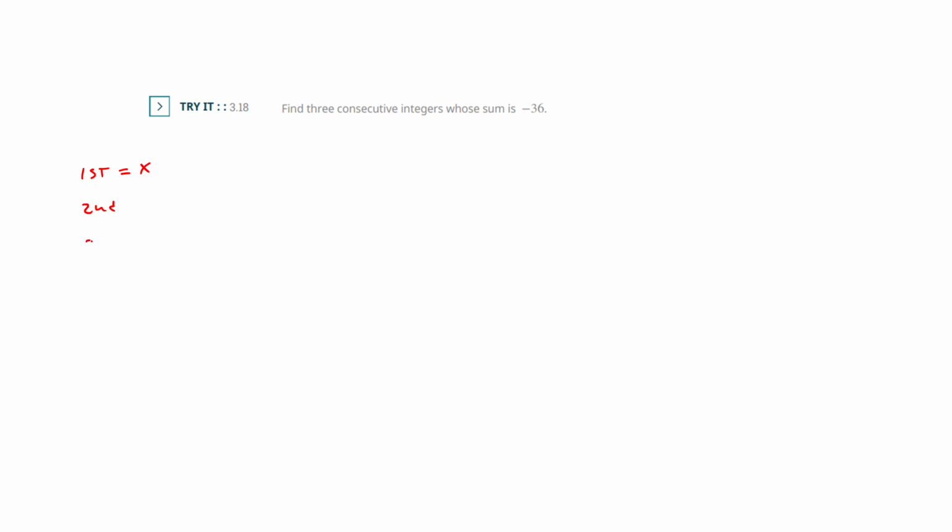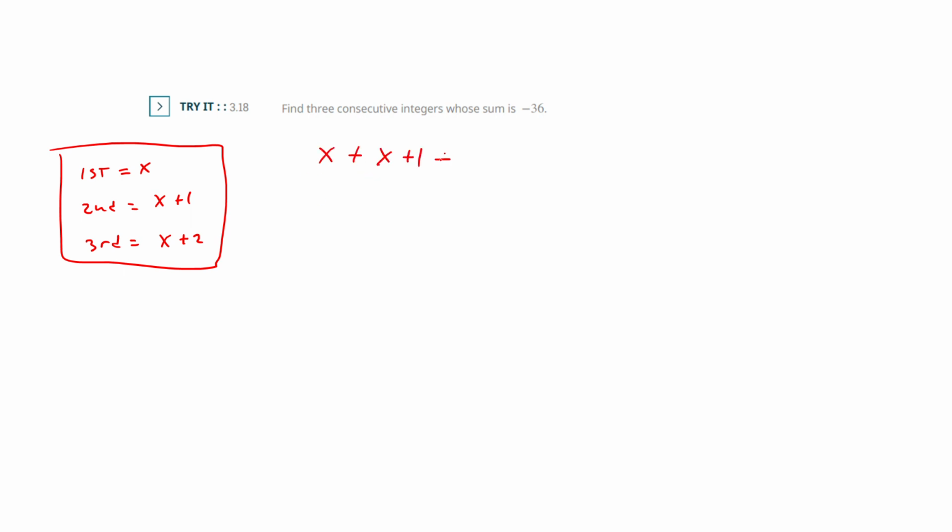So I'm going to make my dictionary. I've got 3 numbers that are consecutive. So there's my first one. There's my second one. And if they're in a row, it's one more than the last one. So there's my consecutive integers. So I'm doing first plus second plus third now. So there's the first number, there's the second number, there's the third number. You add them up, it's negative 36.